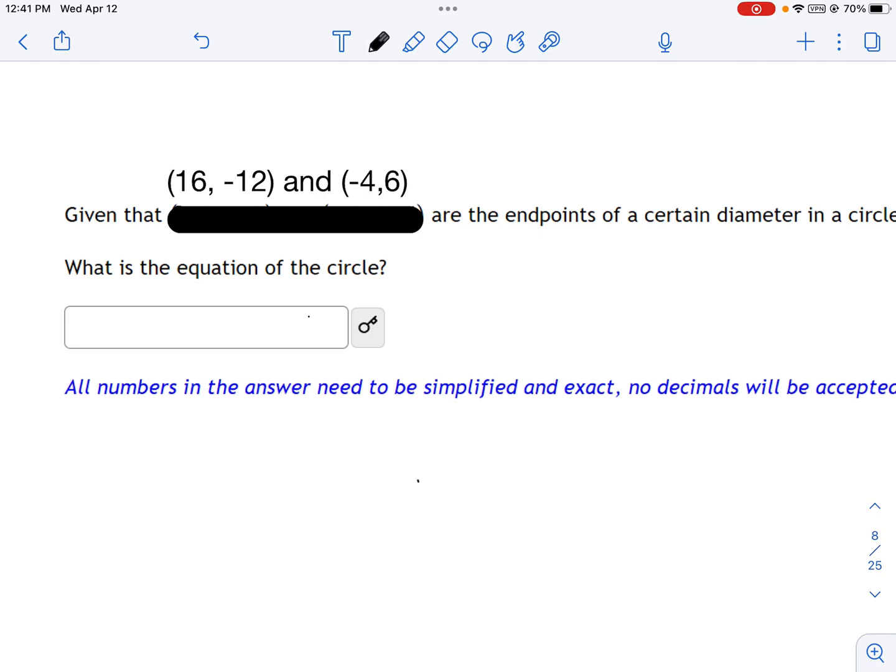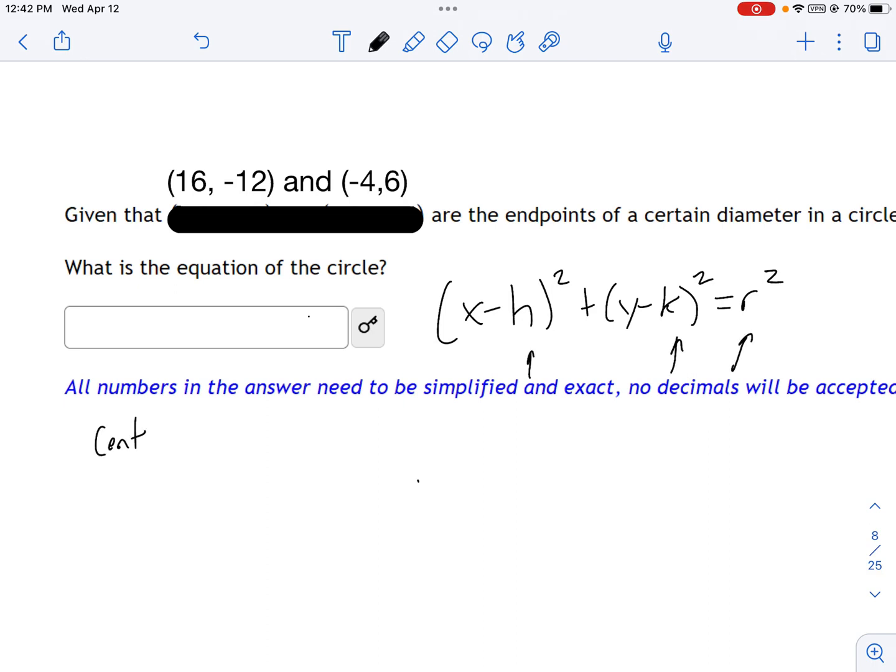So let's get going. First off, we've got to know the general equation of a circle: (x - h)^2 + (y - k)^2 = r^2. Looking at this, we've got to know three things: your h, your k, and your r. If you know the center of your circle, that's (h, k). So if we can find the center, we know 2 out of the 3 things we need, and we can just find the third, the radius. Not too hard for this one.